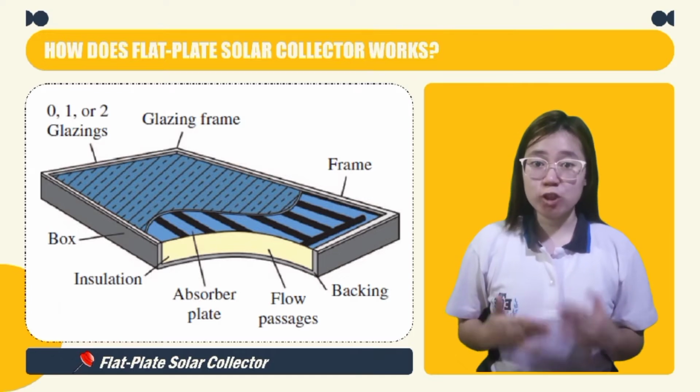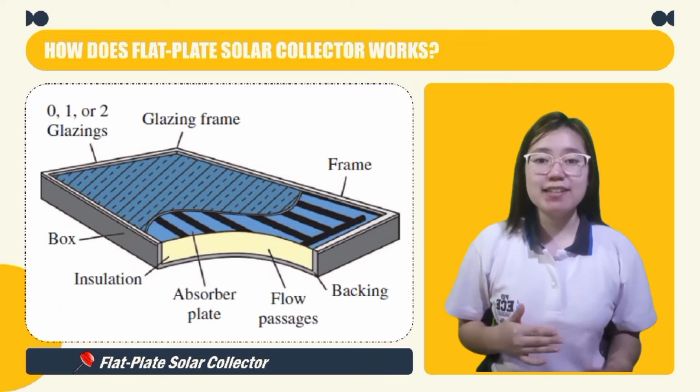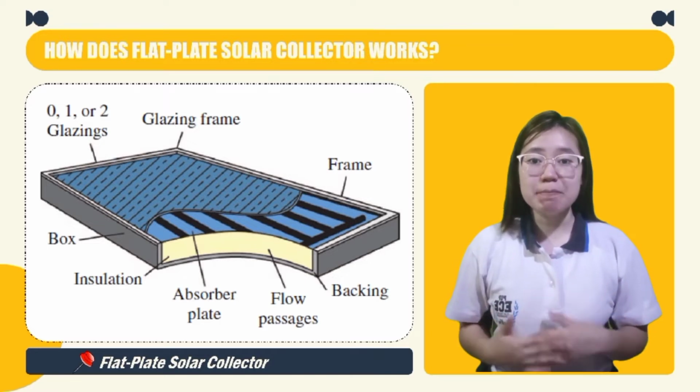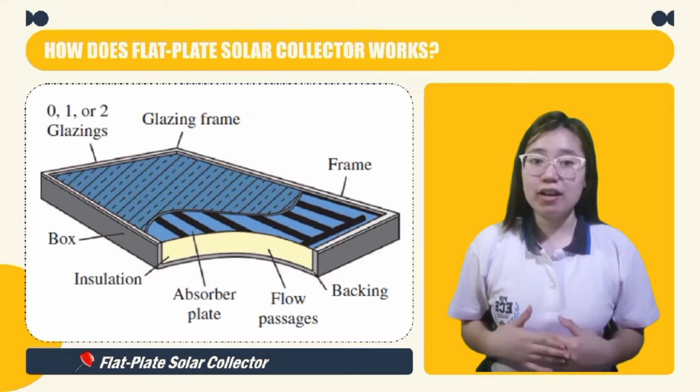Flow tubes are attached to the absorber plate and water is heated as it flows in the tube by absorbing heat from the absorber plate. The sides and back are insulated to minimize heat losses.